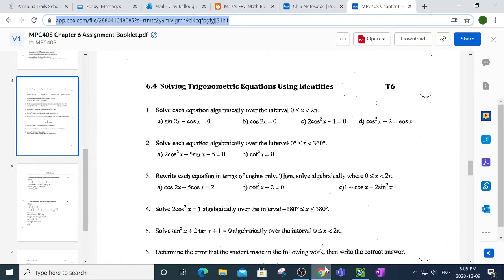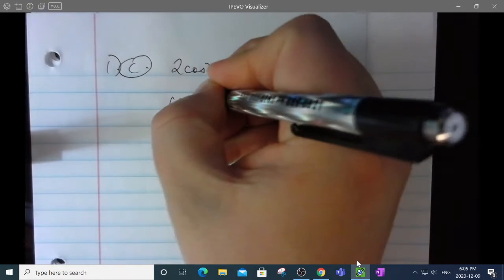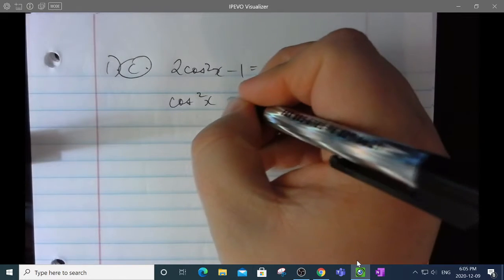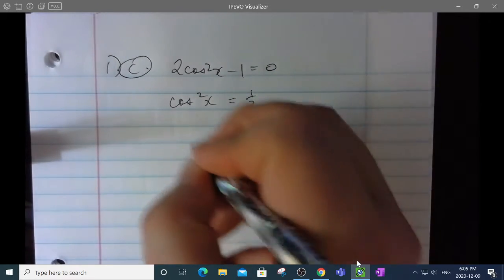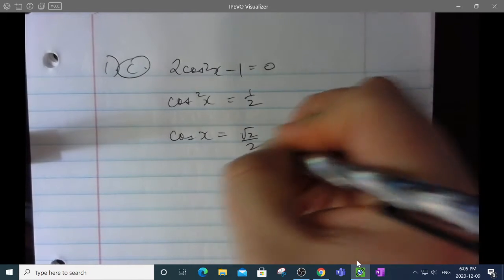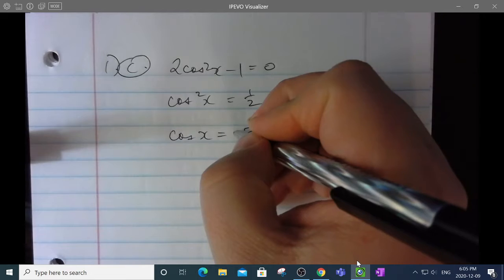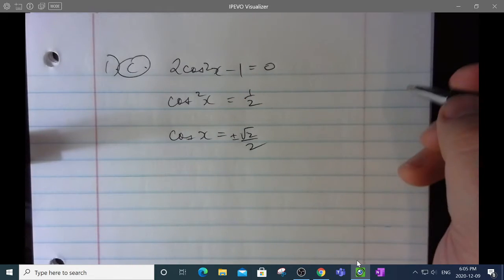1c is 2 cos squared x minus 1 equals 0. Okay, I don't think I need any trig identities for that one. I'm just going to solve it the way it is. So I'll move the 1 to the other side and divide it by 2, so I get a half. And I'm going to get the same thing I got on the other question, root 2 over 2. And again, there's plus or minus because I square rooted both sides.